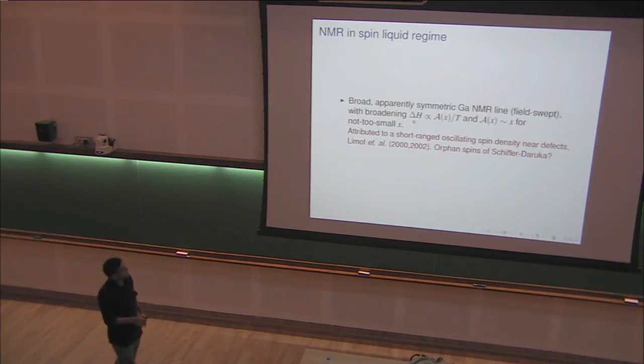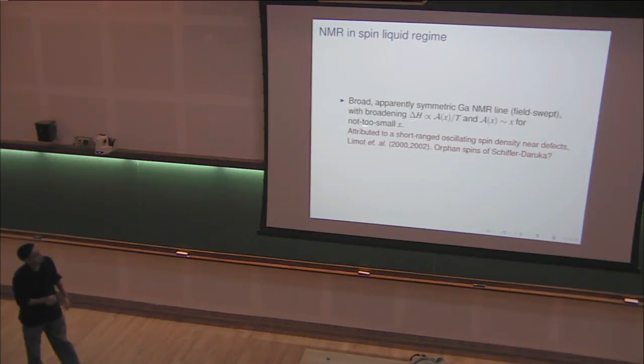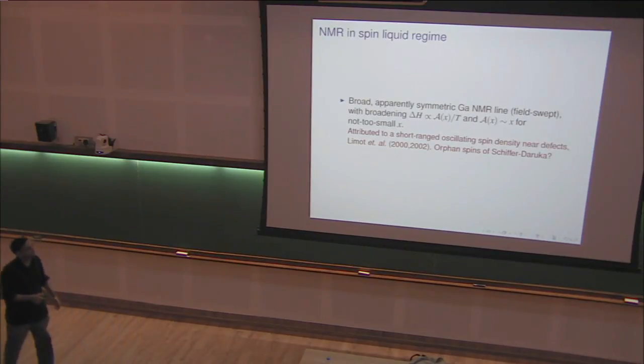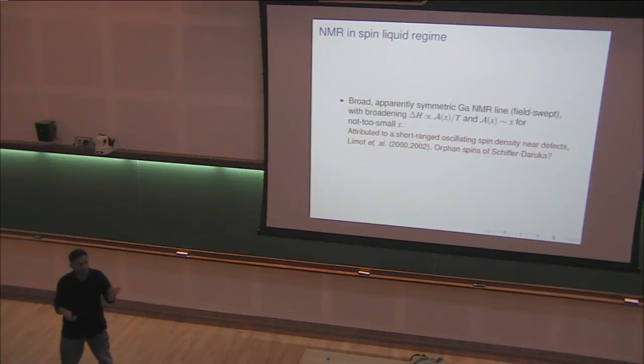And the basic result over many, many years of experiments is that there's a very broad, very characteristic line that develops at low temperature. With the broadening that's sort of Curie-like, it's 1 over temperature, it increases dramatically as temperature decreases, and has some characteristic dependence on the impurity density, on the density of excess gallium, which looks approximately linear, but that should be taken with a pinch of salt because it's a very small range of x over which it's fit.